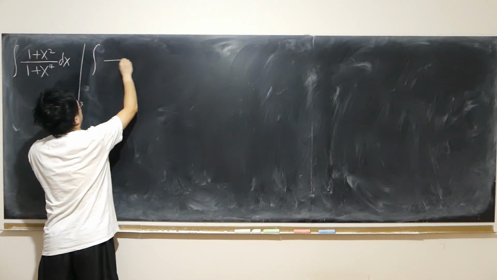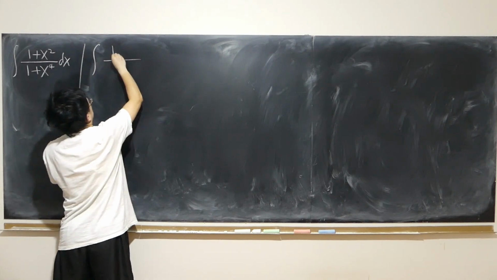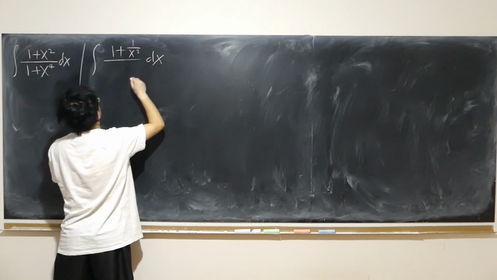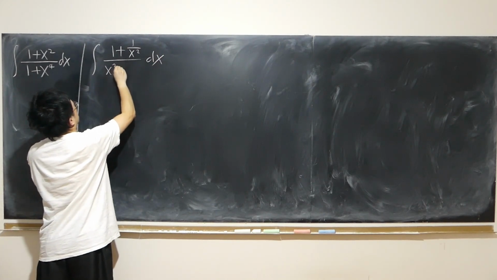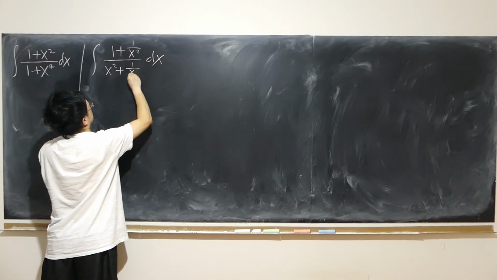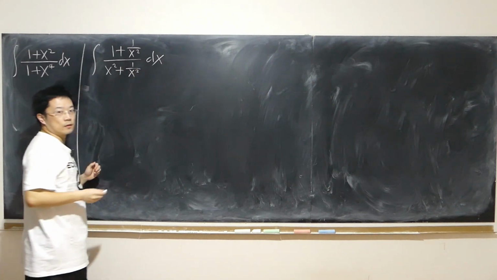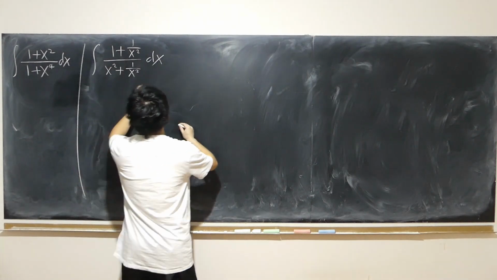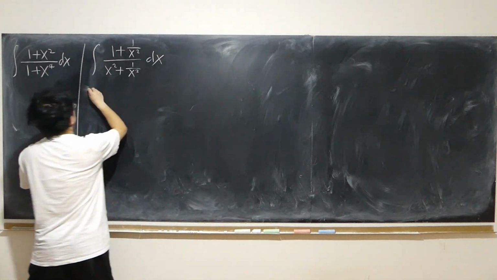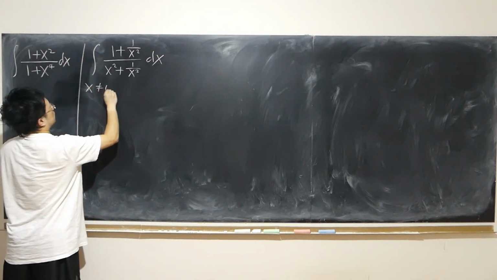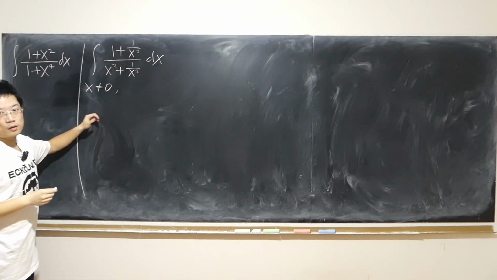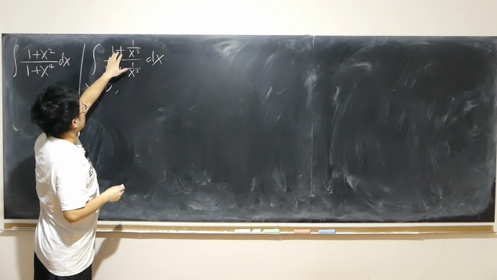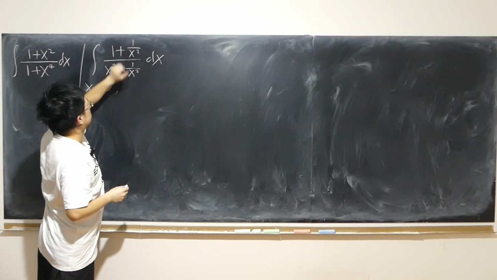First, I'm going to divide everything by x squared. So on top, 1 plus 1 over x squared. On the bottom, I have x squared plus 1 over x squared. That's the method I used previously. Here, I have to require x not equal to 0. By observing this, I look for what kind of function has a derivative that gives you the top.